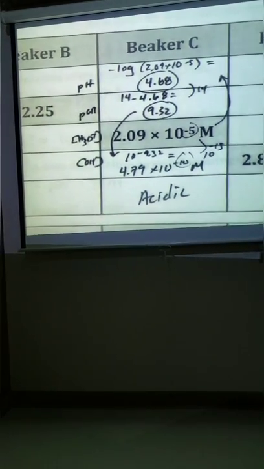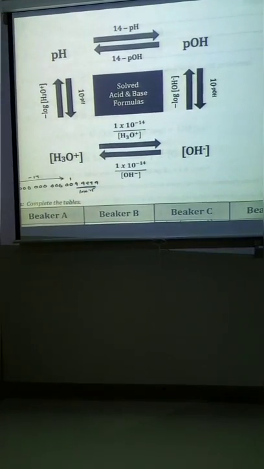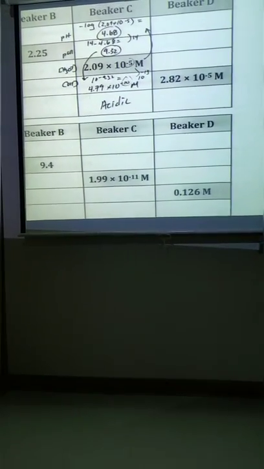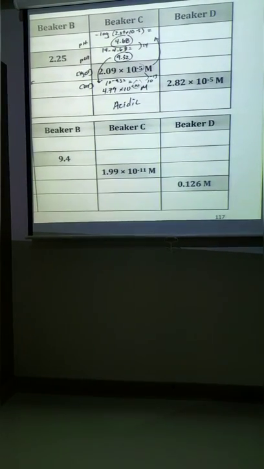So remember, the chart is your friend. So use it. Just don't go through the middle. You have to go around the edges. Remember how to use the calculator buttons. And then now give yourself a shot at beaker C and beaker D. And then this lab is finished.